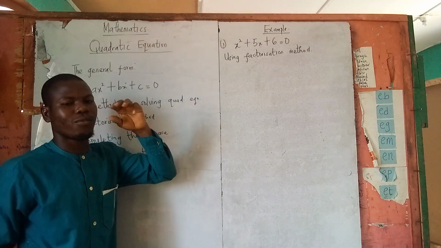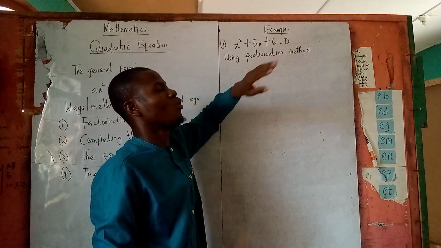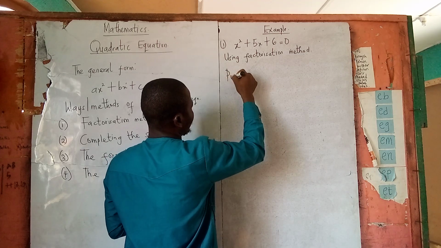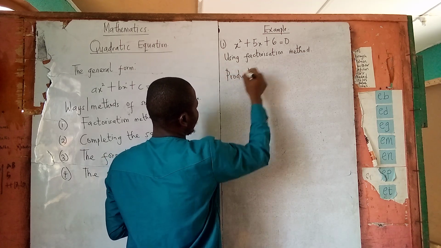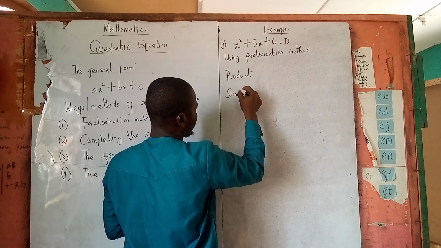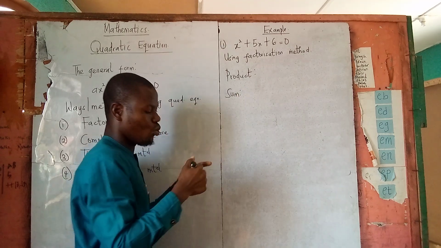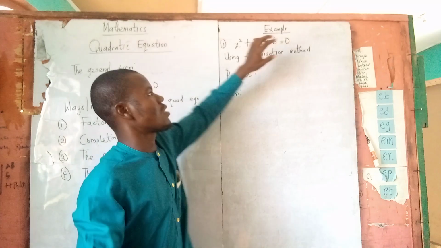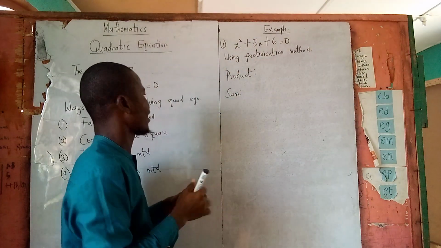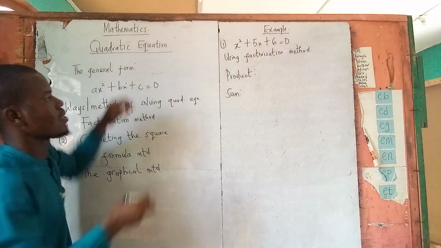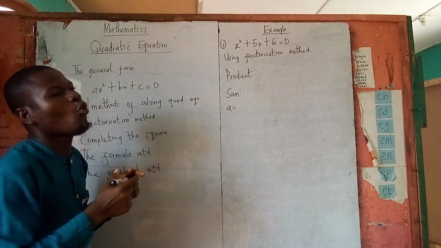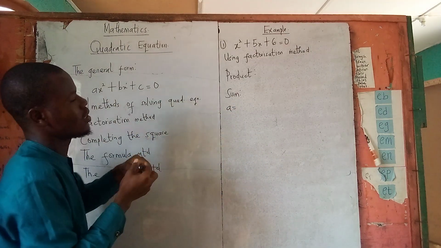So to solve this question using the factorization method, what do we do? Something we call product and sum. So how do we do this product? We are going to multiply the constant. In this case, let me write out the values of a, b, and c. Our a is the coefficient of x squared. In this case, it is 1.